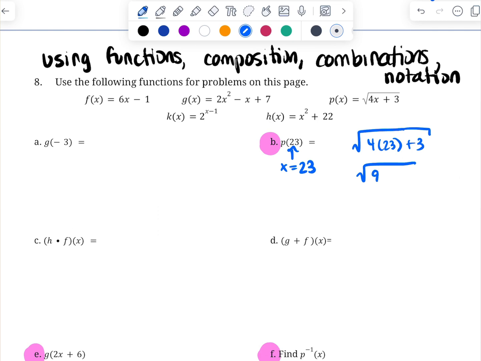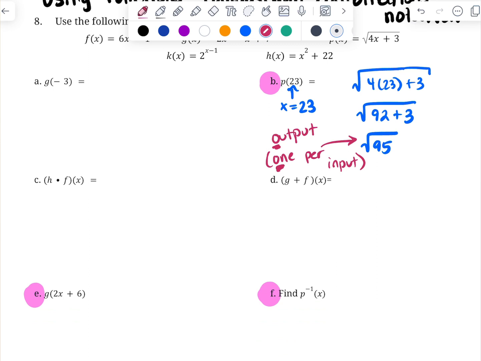So that's going to get me 92 plus 3, which is the square root of 95. Now, I just want to remind you that because we're looking for an output, there's only one output per input. This is not a plus minus situation. The answer is just the square root of 95. Boom. End of story. Done. Nothing fancier to it. Just want to make sure we understand that. All right, so moving on.